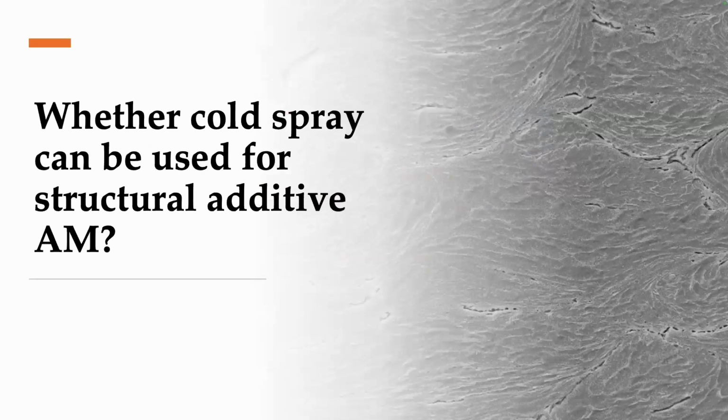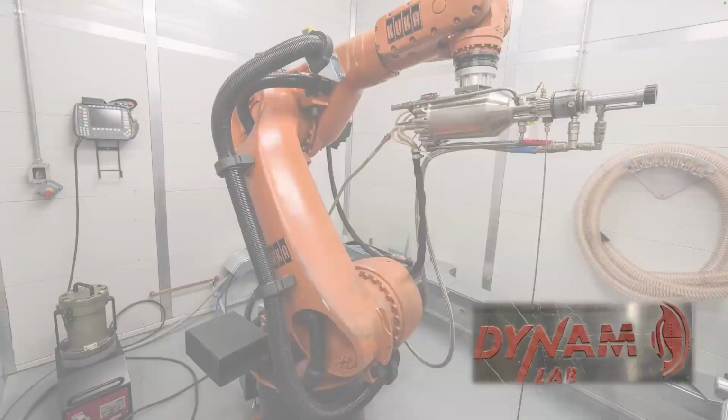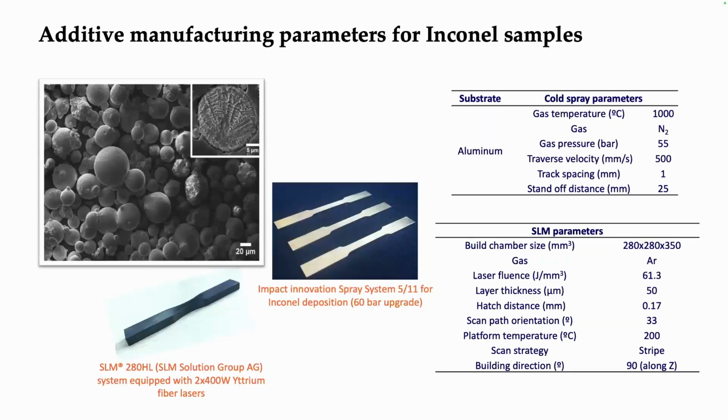If we want to use cold spray for additive manufacturing rather than coating, which is its original area of application, we need to figure out whether it can also be used for a structural application. What is the performance of freestanding cold spray samples under different types of loading? To study that, we have started a series of experimental campaigns in our lab using the high pressure cold spray system that we have. Here I'm going to show you the results for a nickel alloy, Inconel 718. We fabricated dog bone samples with SLM, or laser powder bed fusion, which is a very well-known additive manufacturing technique.